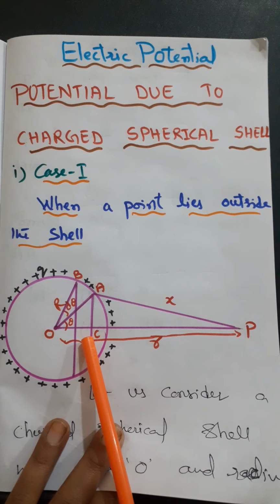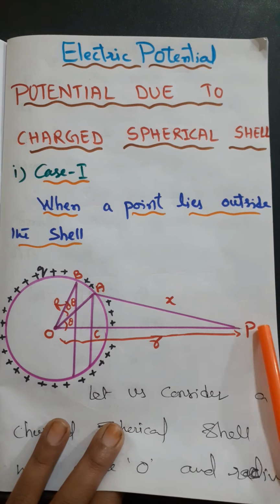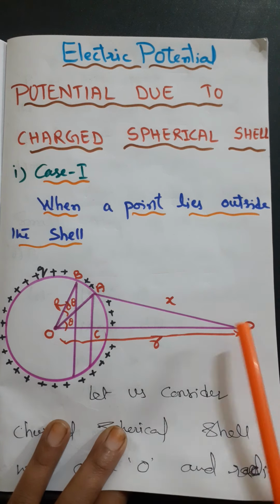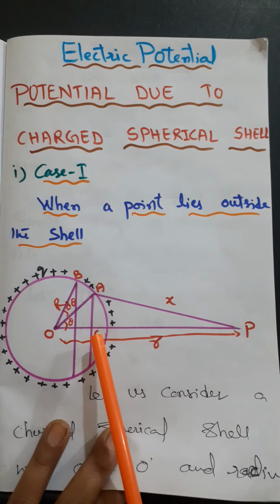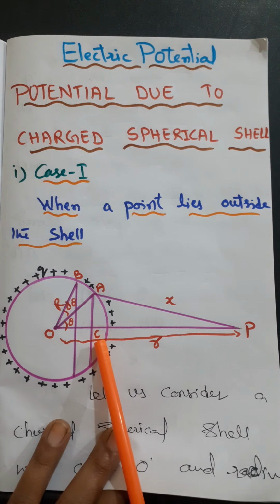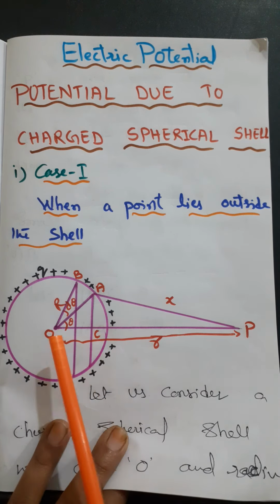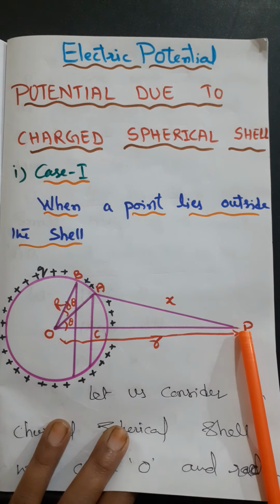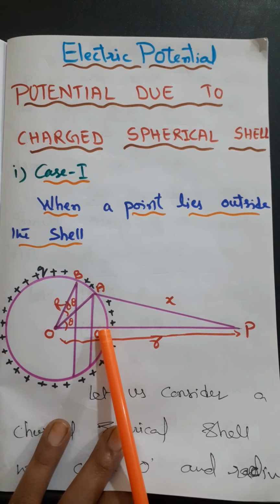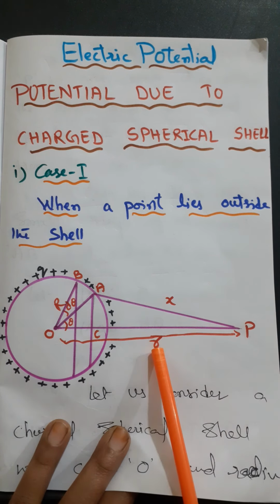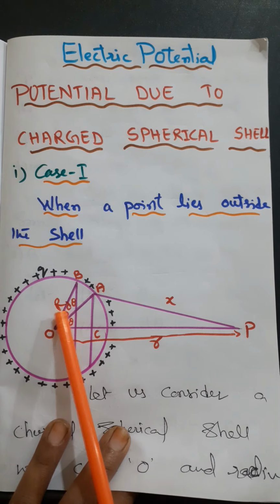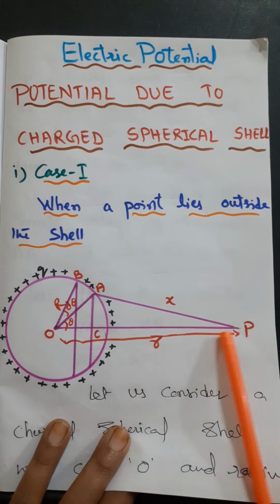So according to the Pythagoras formula, I can write AP whole square is equal to AC whole square plus CP whole square. Here AC whole square we already know is r sin theta, and next CP whole square can be written as: from O to this position is capital letter R, and from here to here is small letter r. So I can write small letter r minus capital letter R cos theta. This side we have to take.